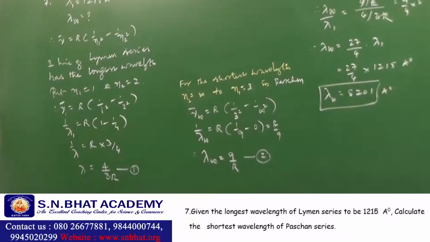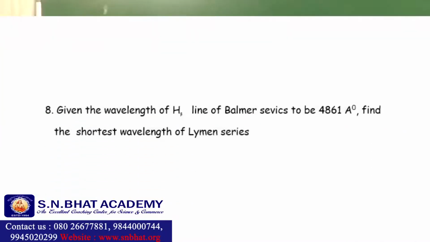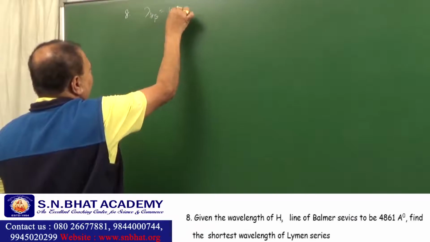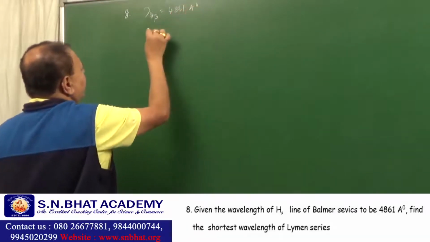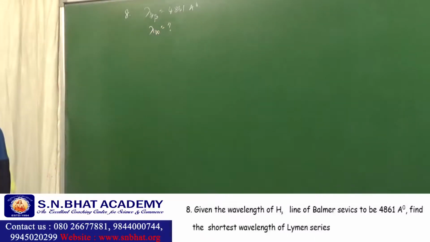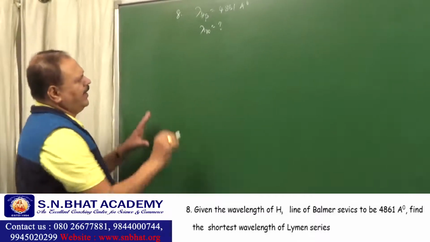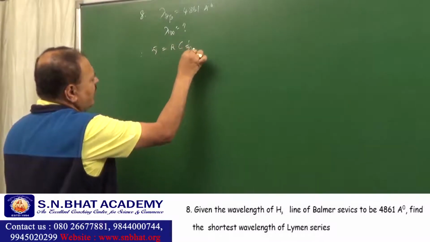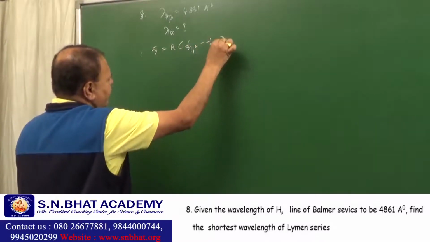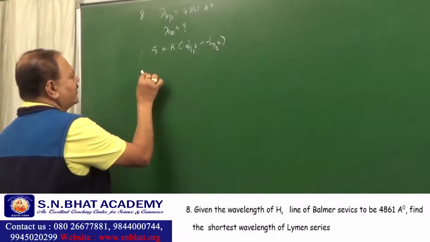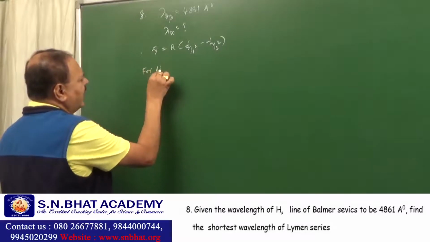You take up the last problem number 8. Given the wavelength of H beta line of the Balmer series. He has given the wavelength of the Balmer series as 4861 angstroms. Find the shortest wavelength of the Lyman series. Okay. Again, you should write your generalized formula R into 1 over n1 square minus 1 over n2 square. Okay.